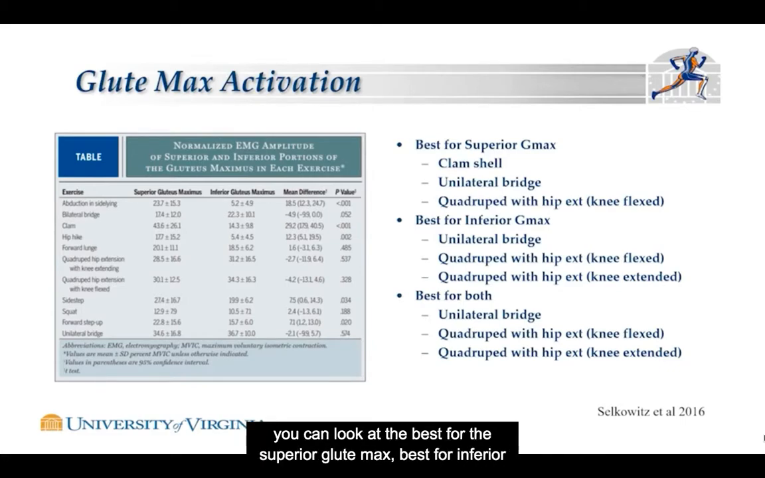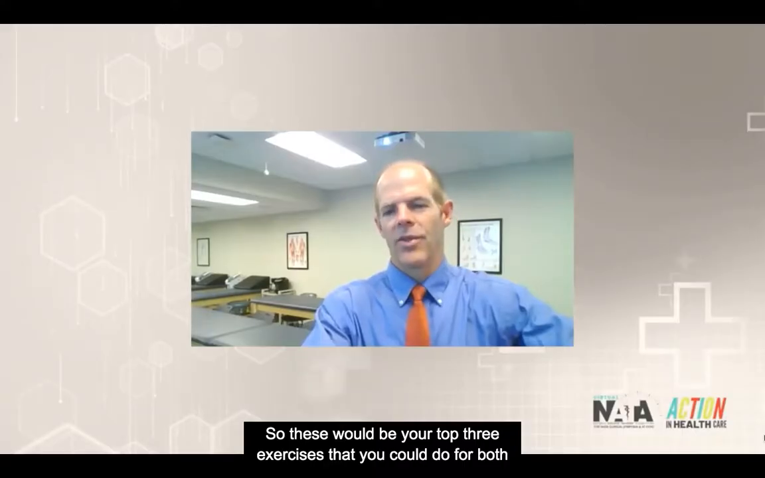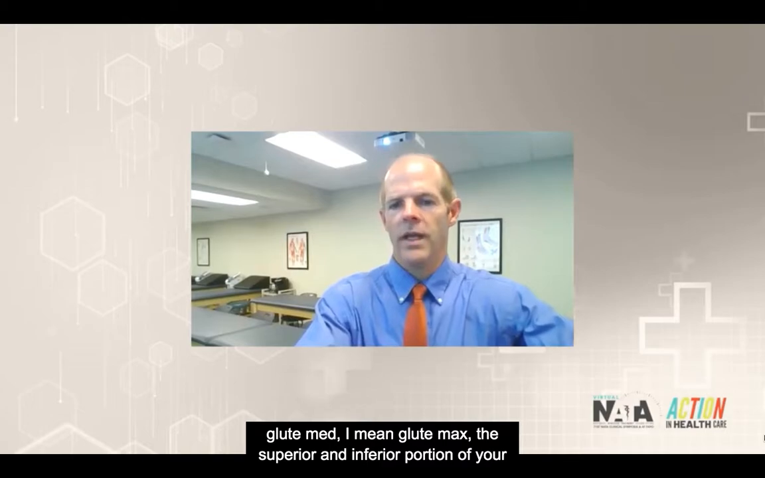In 2016, you can look at the best for the superior glute max, best for inferior glute max, and then the best for both. Best exercise for the superior glute max is a clamshell, unilateral bridge, and a quadruped with hip extension with the knee flexed. The best for inferior glute max was a unilateral bridge and quadruped with hip extension, with the knee extended or with the knee flexed. And best for both was a unilateral bridge and then the hip extension with the knee flexed and the knee extended. So these would be your top 3 exercises that you could do for both the superior and inferior portion of your glute max.